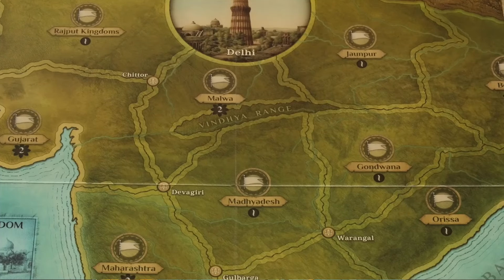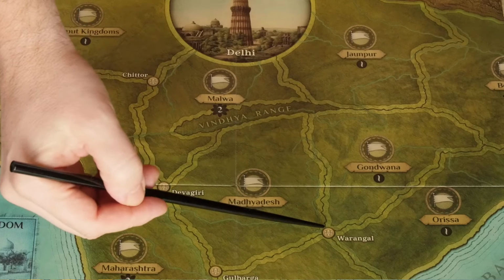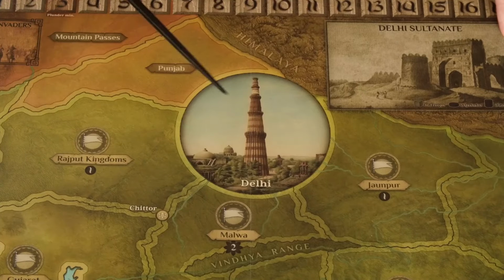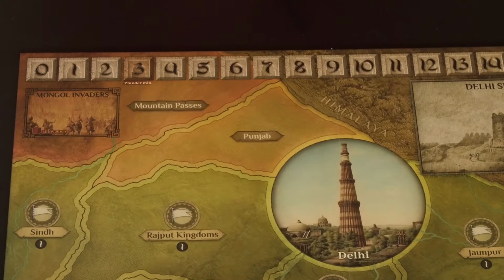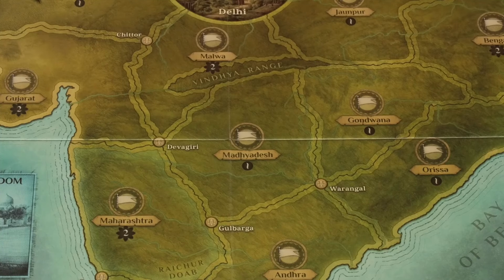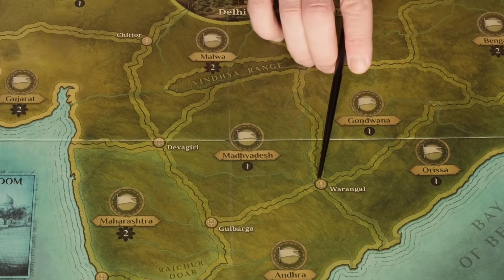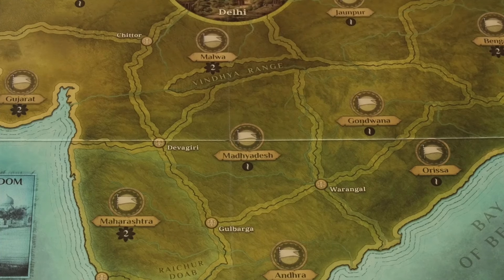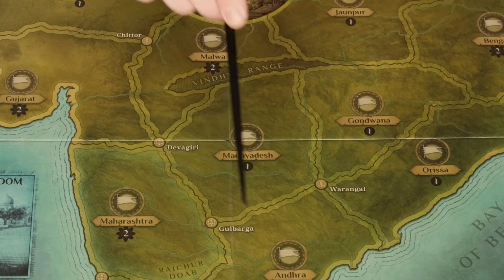The map of India consists of provinces separated by borders, some of which intersect at named cities which appear on the event cards. There is one large city space representing the Sultan's capital in Delhi, and two other provinces northwest of Delhi, which are Mongol invasion regions. These smaller cities such as Chittor, Devagiri, Warangal are points of reference, which may be called out on certain event cards, such as any province adjacent to Warangal, meaning Gondwana, Madhya Andhra, or Orissa.